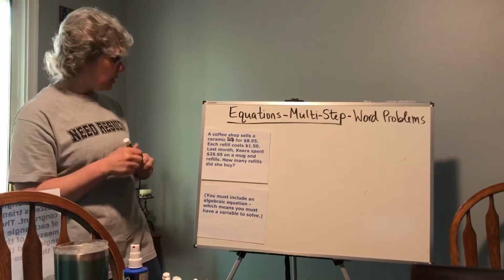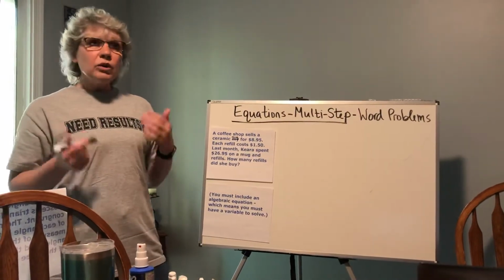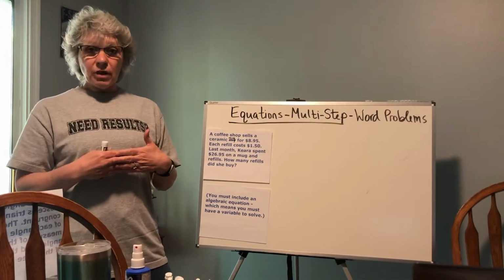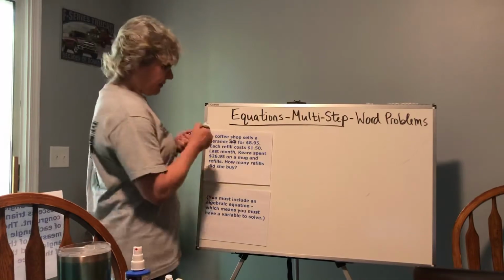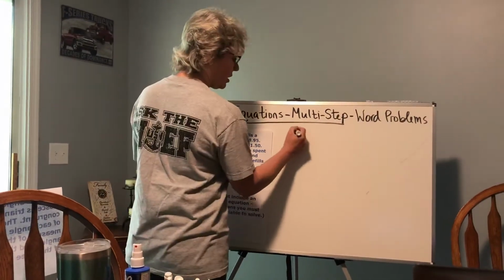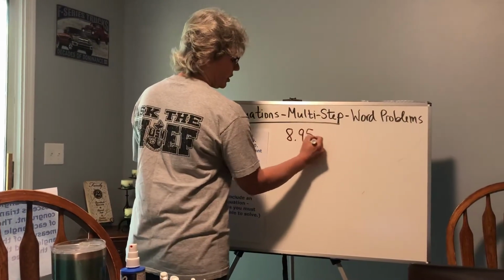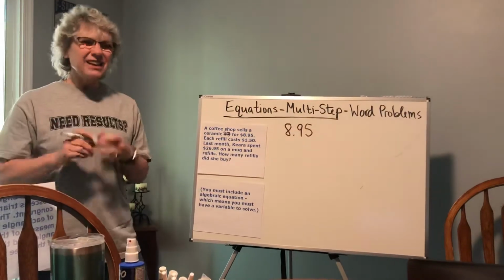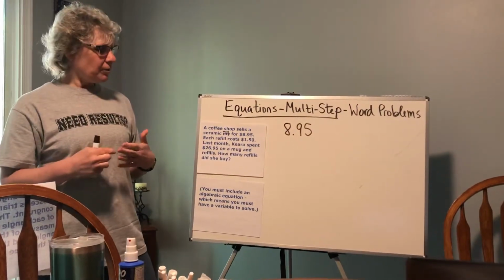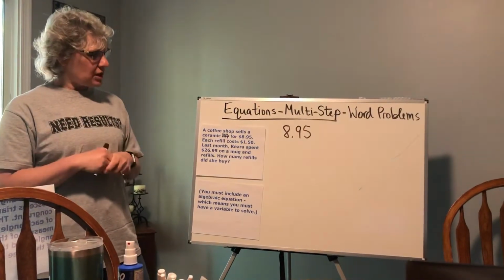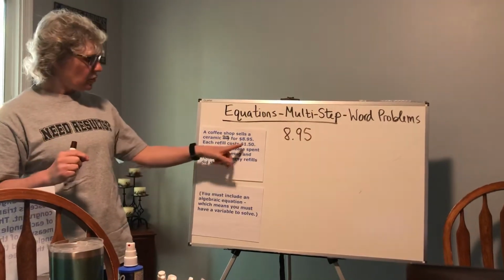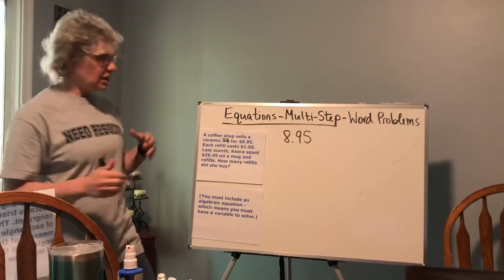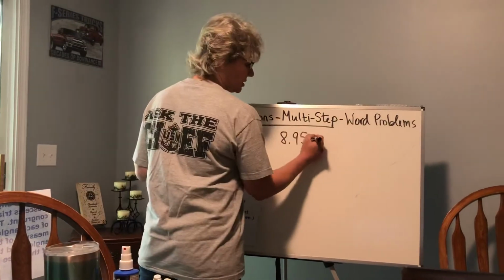Put that variable in there. Well, what do we know? We know that she bought a ceramic mug, and that mug doesn't change price. It's $8.95. So she starts off with that, kind of like a base price. Now we want to know how many refills. Because refills is in our question, and because we know each refill costs $1.50, we have to add to this cost.